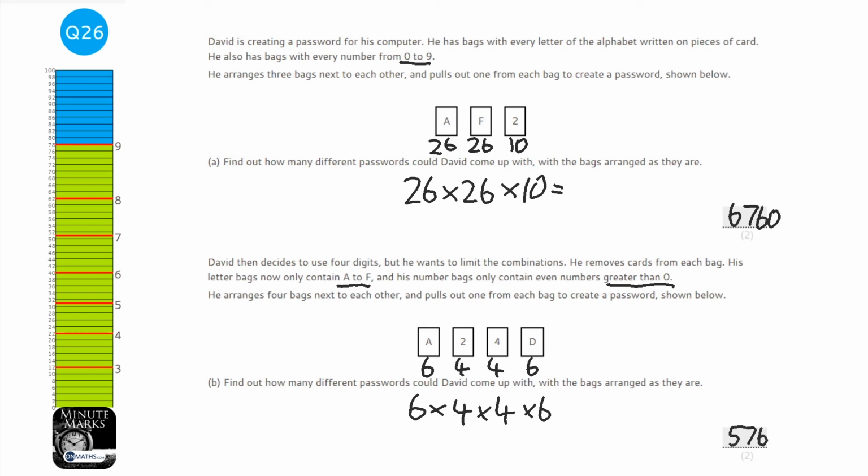Now, that might seem confusing that there's an extra digit to the password and yet fewer combinations. But if you think about it, there's significantly fewer letters and fewer numbers. So that's why it's a much lower number than part A.